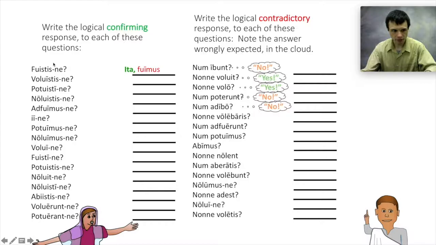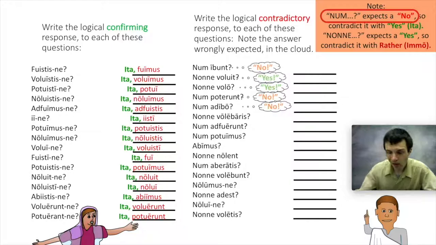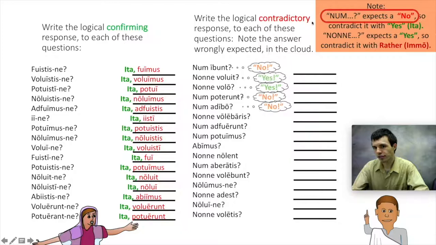And the answers? Now on the right, remember, num expects a no, so you say it in a cynical tone of voice, and you want to contradict it in this right column. So if they're expecting a no, you answer yes. Or if they're expecting a yes, because they say nonne, nonne, then you better contradict it with rather, immo.